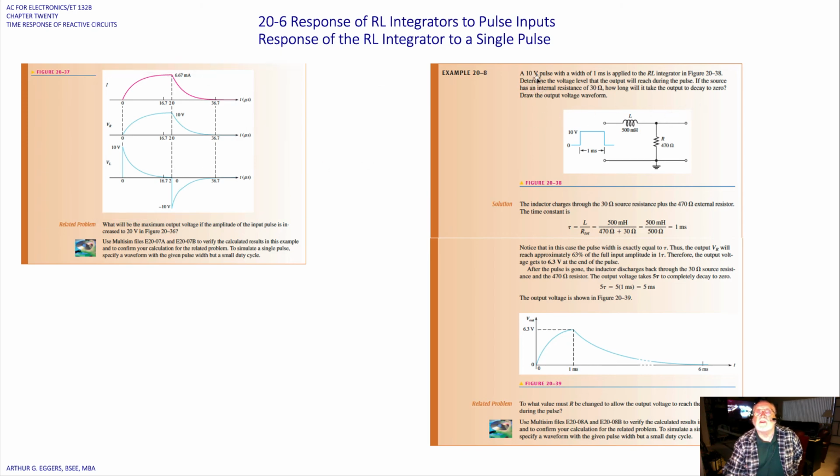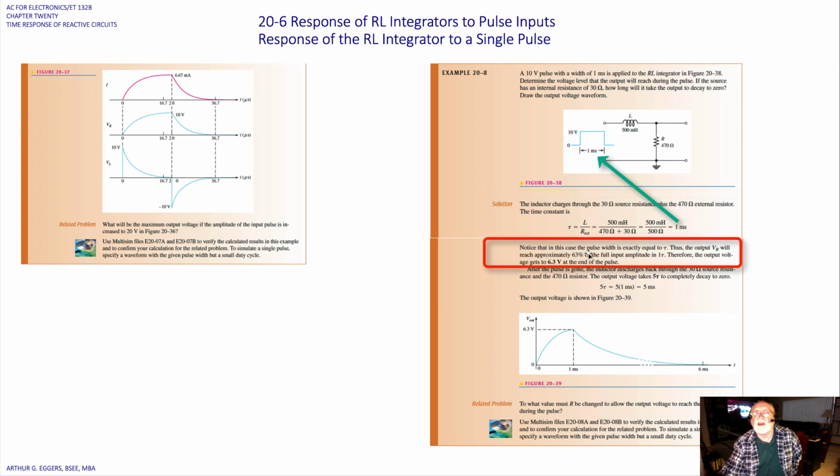Okay, another example. A 10-volt pulse with a width of 1 millisecond is applied to the RL integrator. Determine the voltage level that the output will reach during the pulse. If the source has an internal resistance of 30 ohms, how long will it take for the output to decay to 0? And then draw the waveforms. So again, first thing we do, calculate the time constant L over R, in this case L over R total. Then when we include the source resistance of 30 ohms, that gives us 1 millisecond.